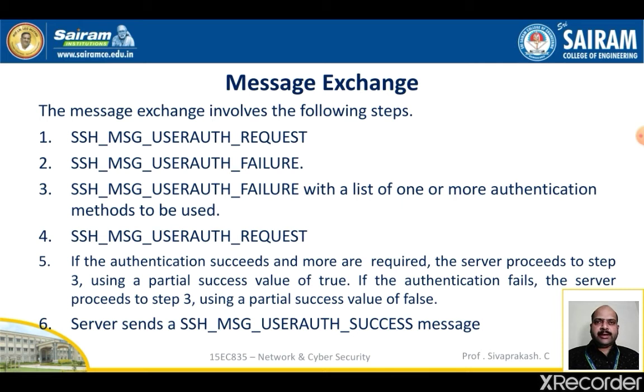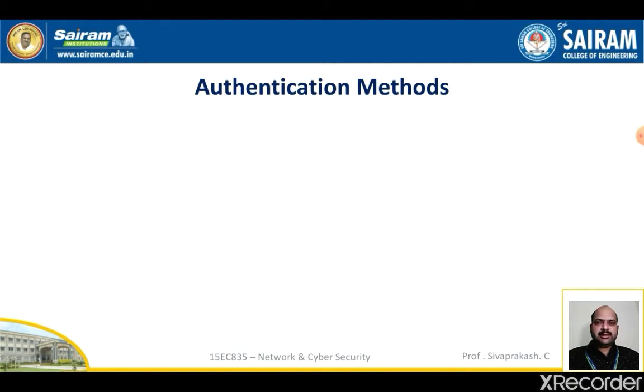When all required authentication methods succeed, the server sends an SSH_MSG_USERAUTH_SUCCESS message and the authentication protocol is over. In this way, the message exchange happens in three different ways: request, failure, and success. Next, we will move on to the authentication methods.